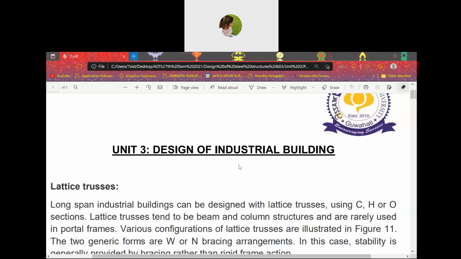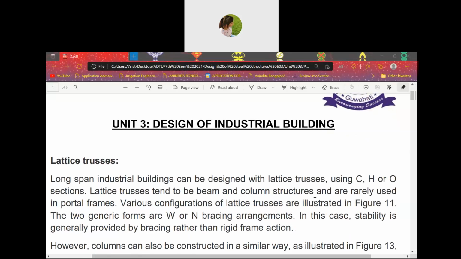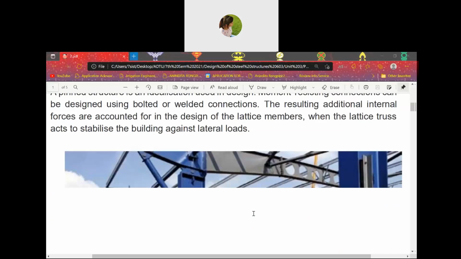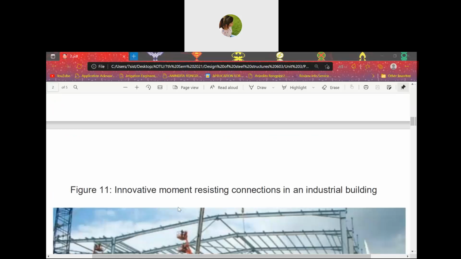Long span industrial buildings can be designed with lattice trusses using CH or O sections. Lattice trusses tend to be beam and column structures and are rarely used in portal frames. Various configurations of lattice trusses are illustrated in figure 11.